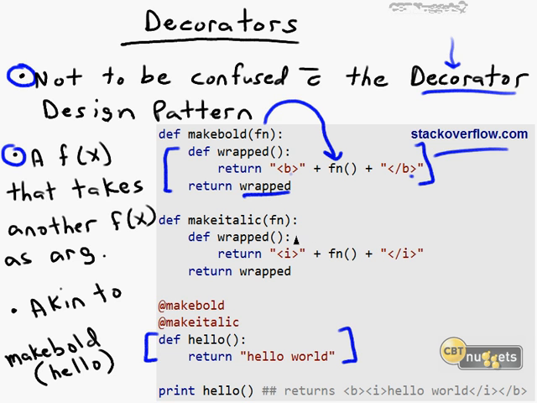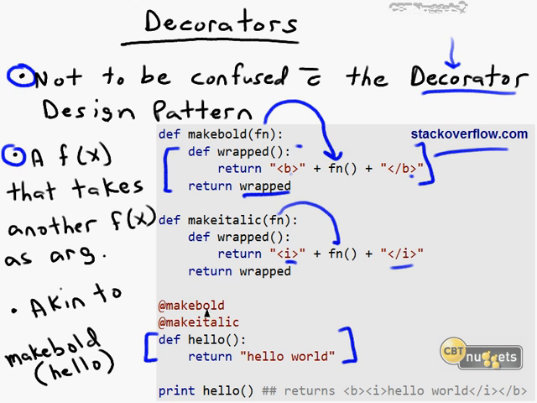Make italic does the same thing. It grabs your argument and wraps it in I tags. That's not the main point of the decorator. What's awesome is we can reuse the make italic and make bold functions whenever we want to either bold, italic, or both some text or some data.